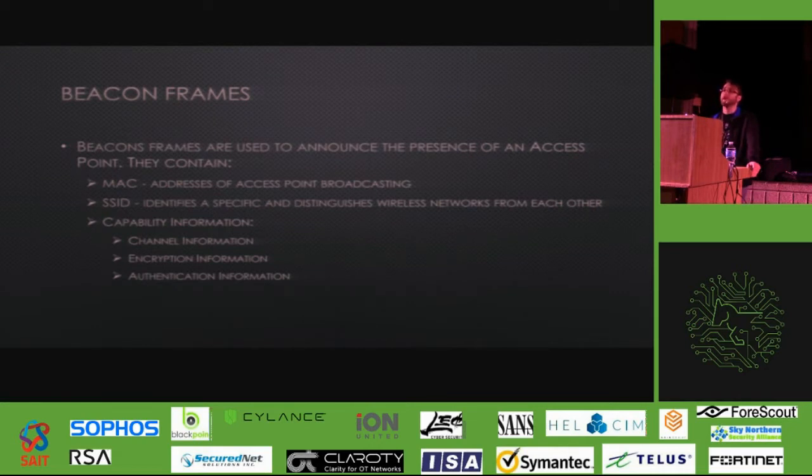In addition, the other information access point beacon frames broadcast is the capability information. Now this information contains the channel information that they sit on, the encryption that they use, as well as authentication and other data rate information that the client needs to be compliant with in order to properly authenticate.